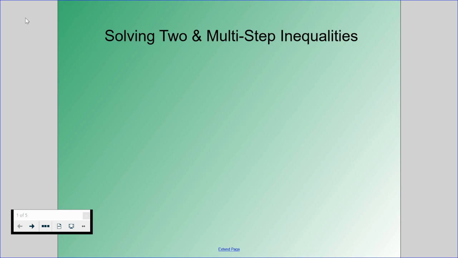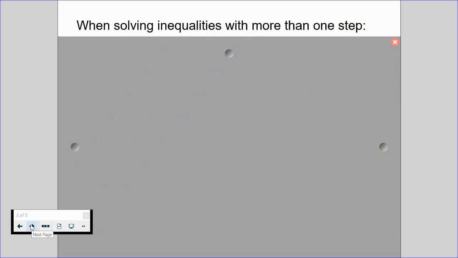So today we are going to be talking about how to solve two and multi-step inequalities. In our previous videos, we've spoken about how to solve one-step inequalities using addition, subtraction, multiplication, and division. In this video, we are going to be solving two and multi-step inequalities, so any inequality that needs more than one step. So without further ado, let's begin.